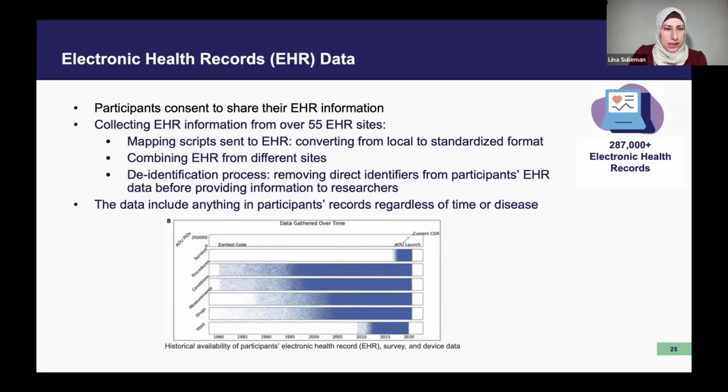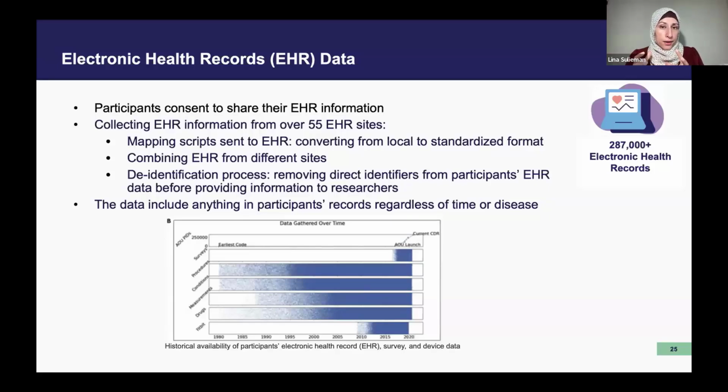Now, for each one of these sites, we have a script that extracts the data from the local EHR site and converts it to a standardized format that we're going to talk about a little bit later. Then after that, we combine all this EHR data from those 55 sites and put it in one centralized process.